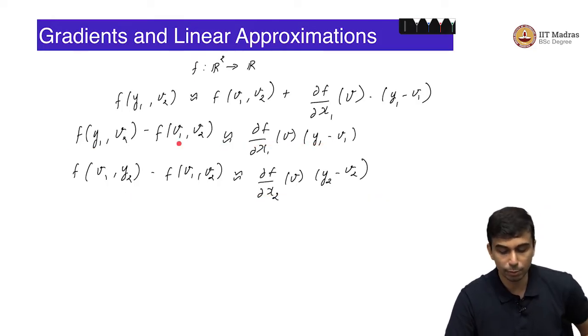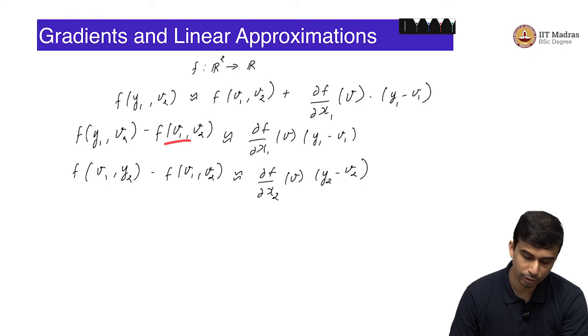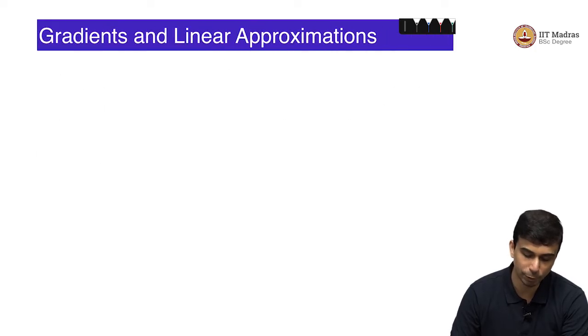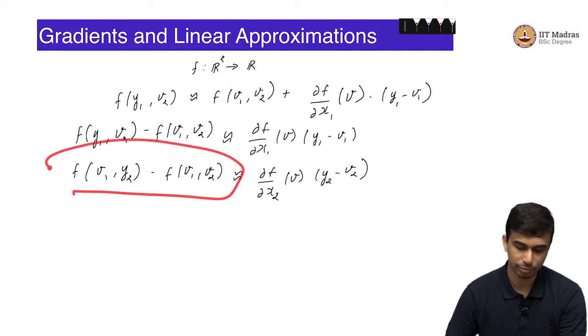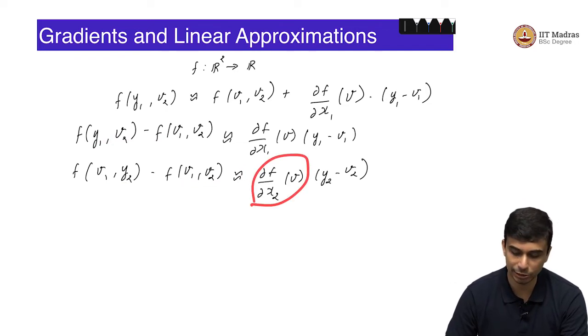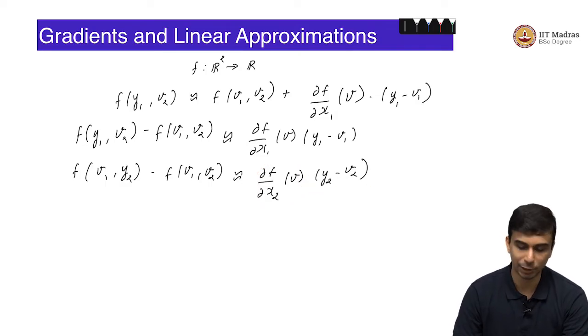What this says is, as I move from v1 comma v2 to y1 comma v2, that is as I move along the first axis, v1 changes to y1, v2 remains the same. This is the change in the value of the function. The value of the function changes by dou f by dou x1 evaluated at v into y1 minus v1. Similarly, here this expression says that as I move from v1 comma v2 to v1 comma y2, the change is given by dou f by dou x2 evaluated at v into y2 minus v2.